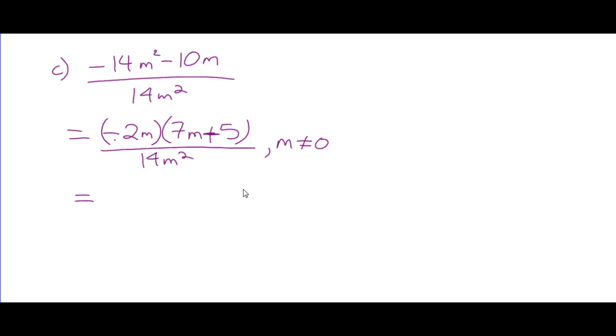So this sign, initially I wrote it down as a minus, but it should be a plus, so you get negative 10m. Then you can cancel here, so we're going to end up with negative 1, and 2 goes into 14, so 7m down here. So it's negative 7m plus 5 over 7m. Okay, and then of course we can do this, right?